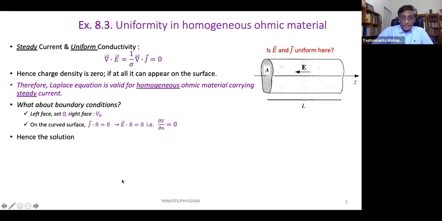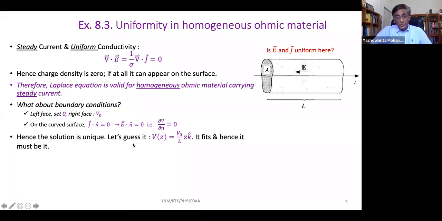The solution that I guess is, let's say, V of Z equals V naught by L into Z, along K, and it fits this description. So del square V will be 0. There will be no rho, and the boundary conditions are valid. So that is a solution.